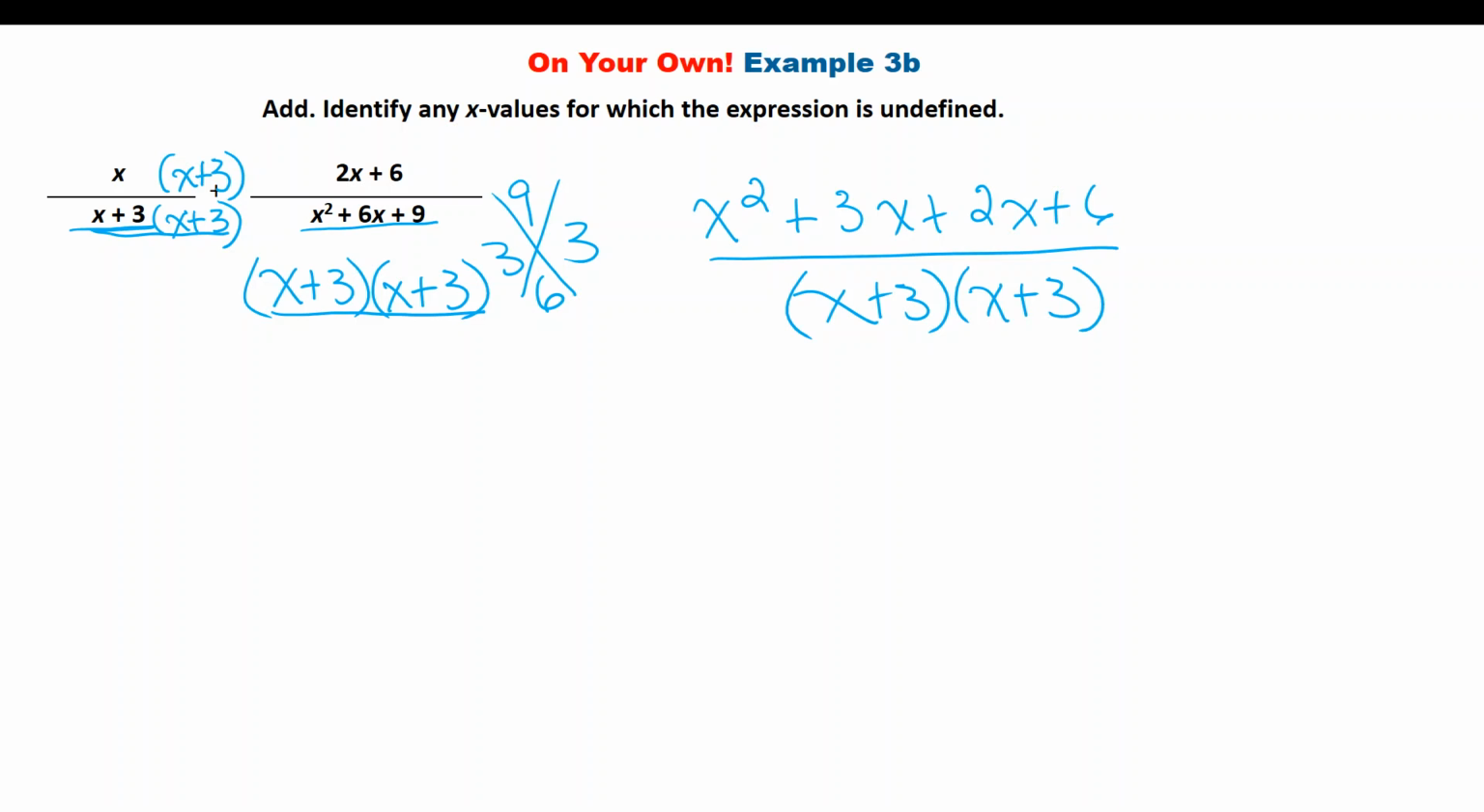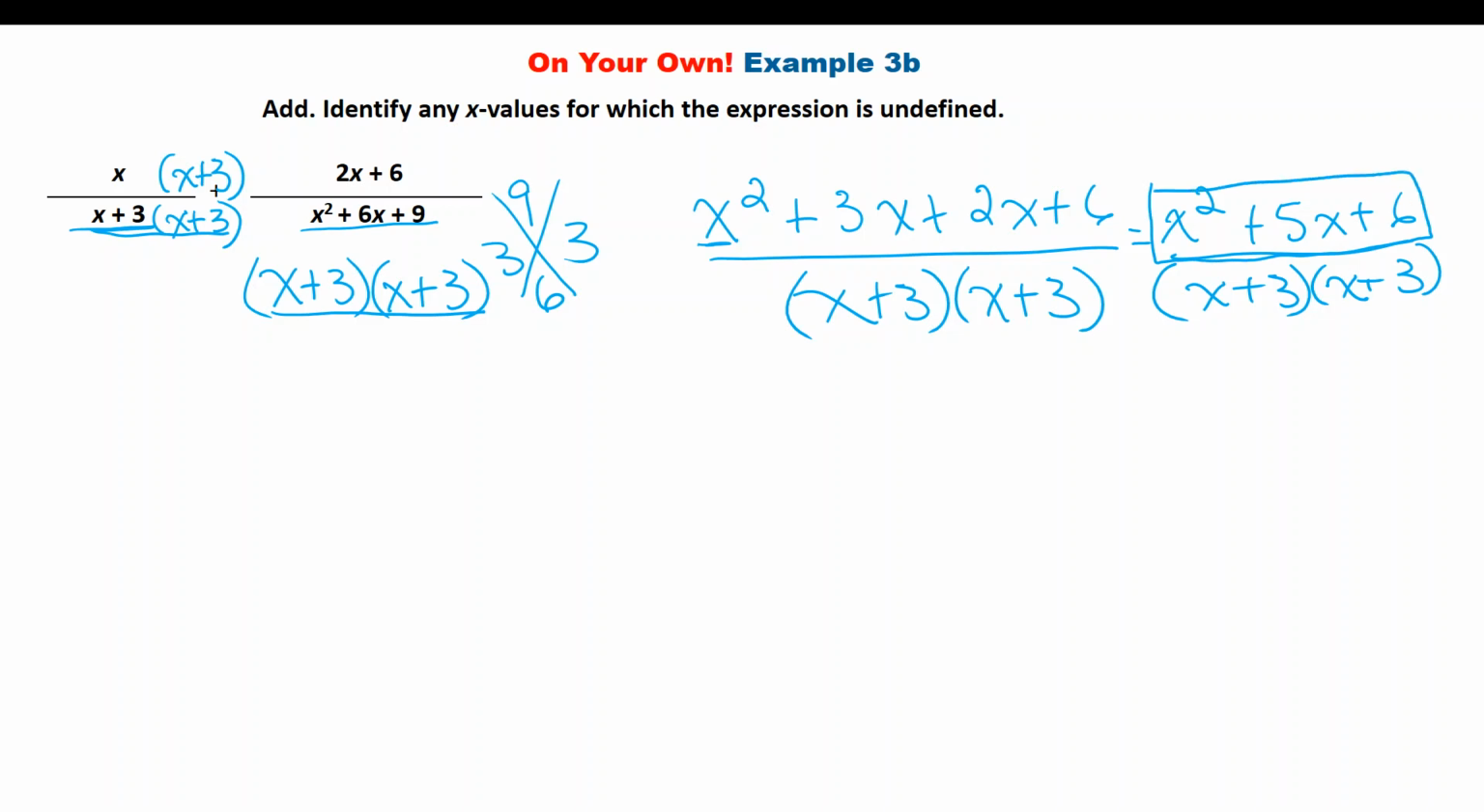All right, so let's add up our like terms. We have an x squared plus 5x plus 6 all over x plus 3, x plus 3. Now, I'm not finished yet. I have to take a look at this expression here and see if it can be factored anymore. So let's see if we can factor that.